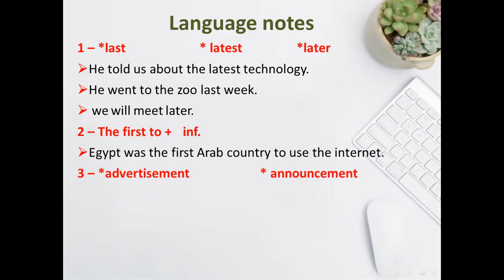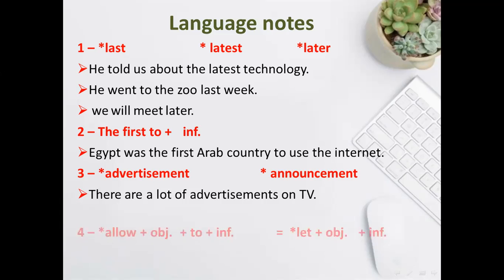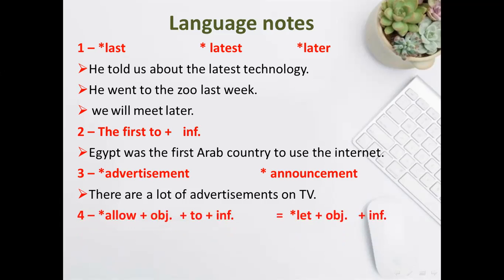The difference between advertisement and announcement. There are a lot of advertisements on TV that tell us about something to buy, okay? We call it advertisement. But announcement is when someone or some organization announces something, to tell the people about something, but not to buy it. Okay, to tell people about something.